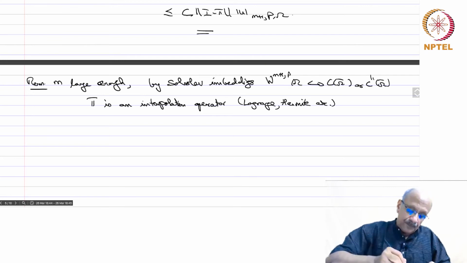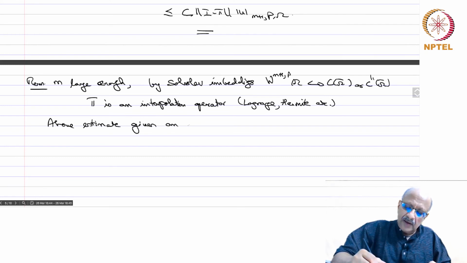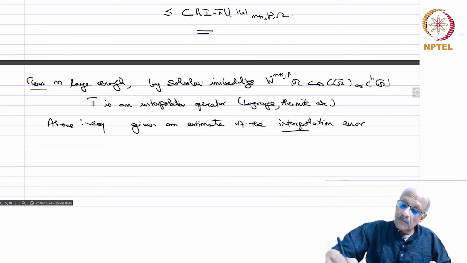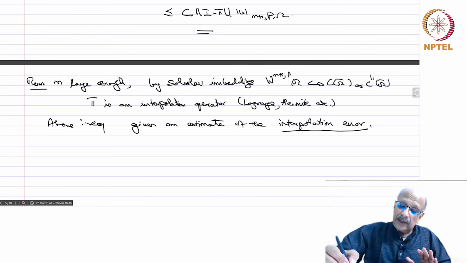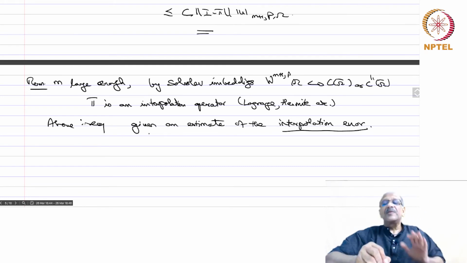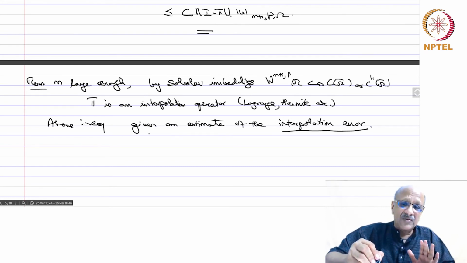So the above estimate, the above inequality, gives an estimate of the interpolation error. That means pi u is the interpolated polynomial operator, and then u minus pi u is the interpolation error.